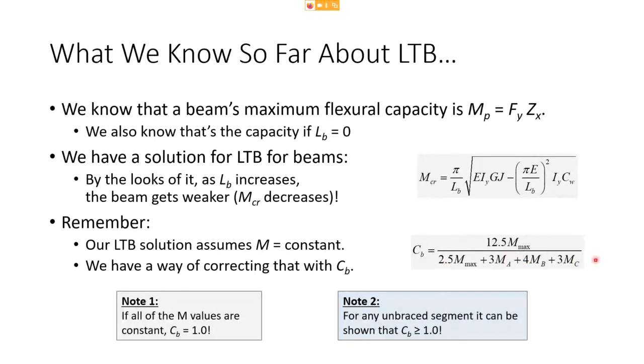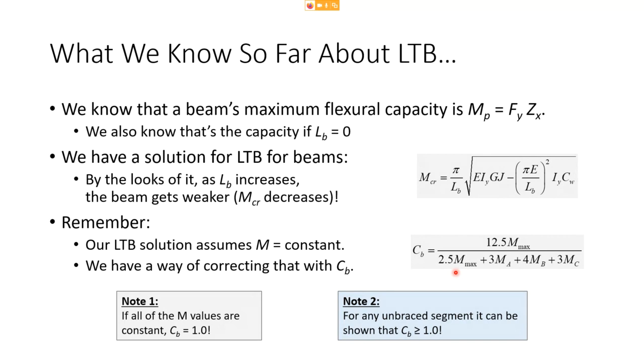And so you can follow the algebra and you can show that CB will always either be 1 or bigger than 1. Okay, and that's going to become important here in a little bit because of the way that we set up our equations for lateral torsional buckling. Okay, so that's what we know so far about beam buckling.